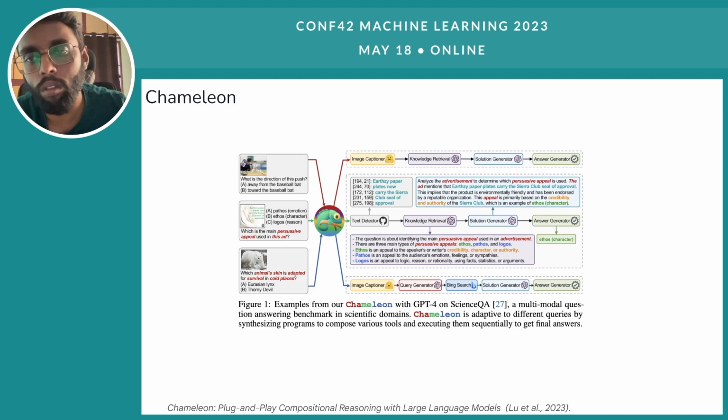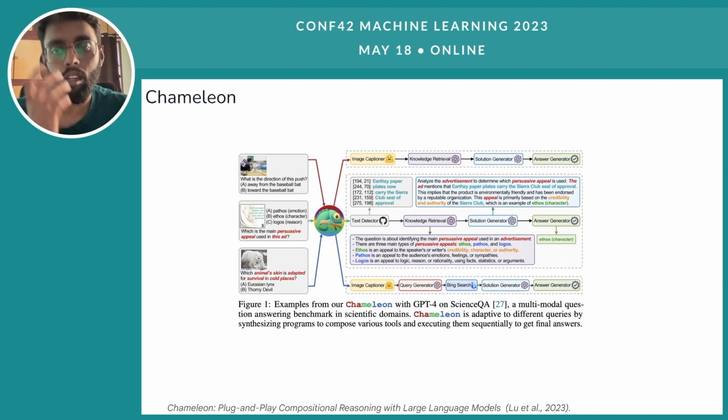For example, for this question, we have an image and a set of options: which is the main persuasive appeal used in this ad? This particular image is of an ad: "HC paper plates now carry the Sierra Club seal of approval." So it's an ad, and we have different options on whether this ad conveys pathos, ethos, or logos, and these have different options.